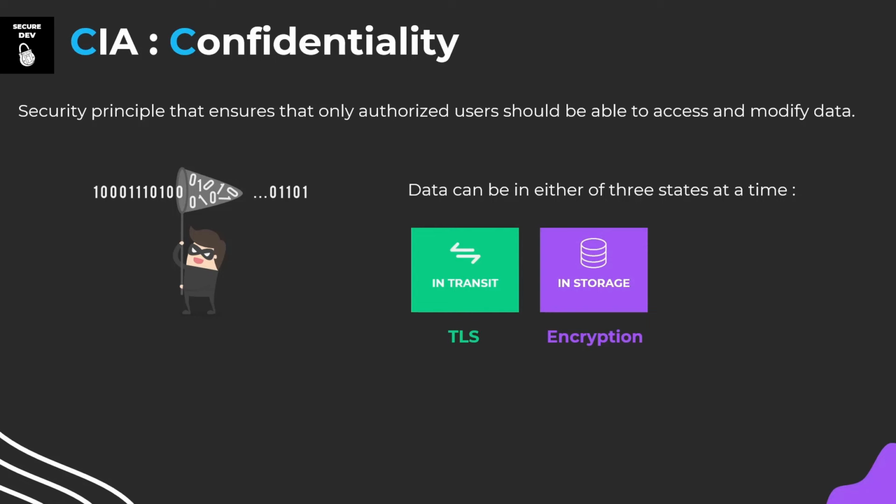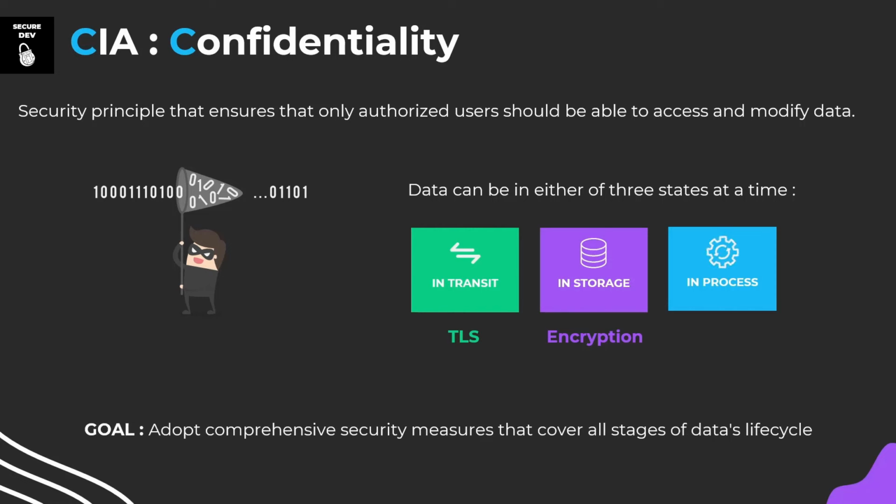However, we often overlook the importance of securing data in process, the third state of data. And this is the data that's currently being used or processed by the system, such as the data stored in the memory of a device when an application is running. Despite being active for a relatively short period of time, this data is still susceptible to various security threats, like memory-based attacks, for example. And as developers, it's crucial that we adopt comprehensive security measures that cover all stages of data's life cycle, in transit, at rest, and in process, to ensure maximum protection against potential cyber threats.